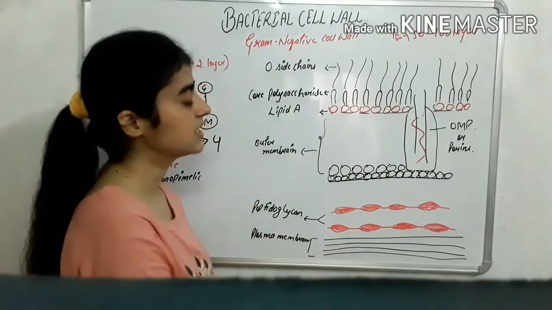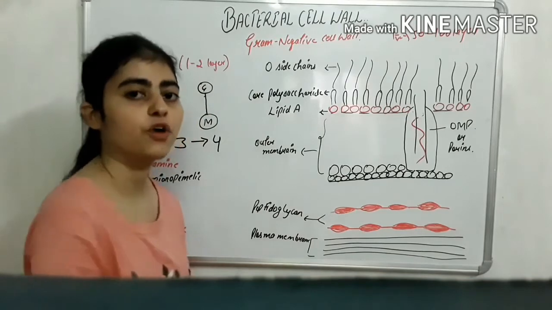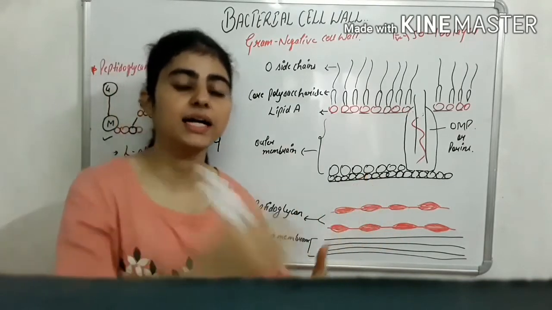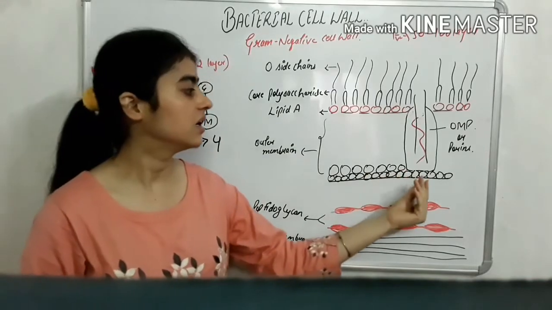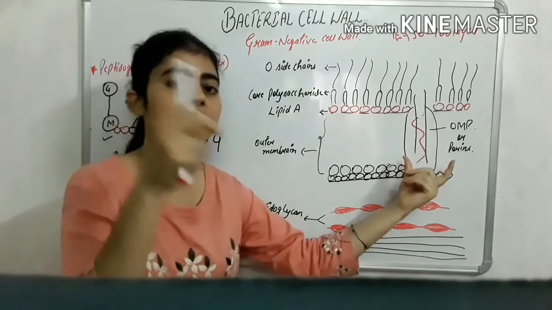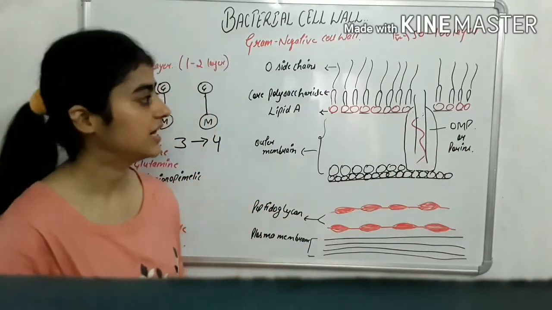And one thing more is that this outer membrane protein is the target site for antibiotics and phages. We have already discussed how an antibiotic attacks the bacteria. So this is the site where the antibiotic will attack. OMP is the site where our antibiotic will attack.